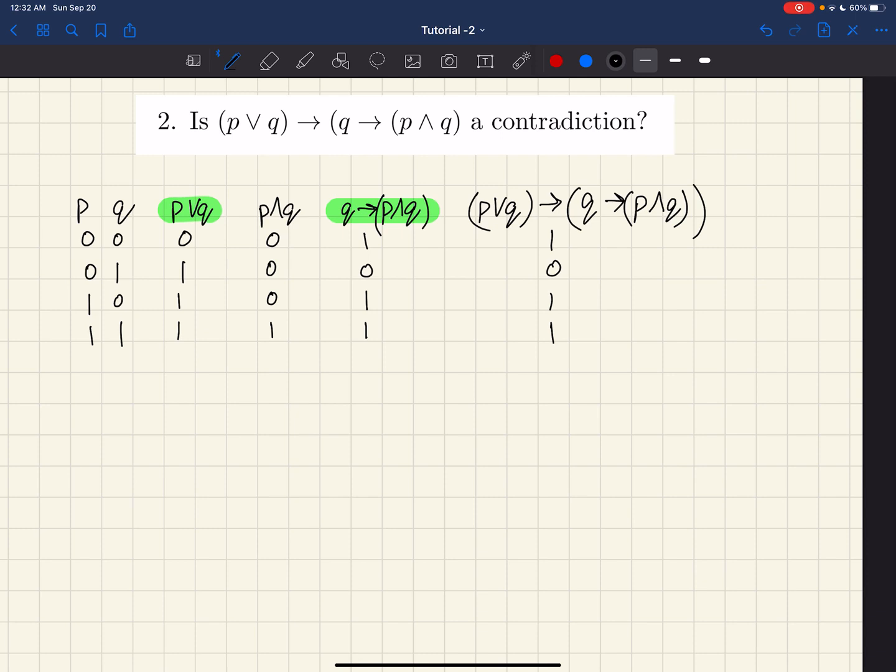Okay, so a compound statement is a contradiction if it is false regardless of all the truth values assigned to its component atomic statements. Component atomic statements are these. So since it's not false for all the values, it is a contingent. A contingent is true on some assignments of truth values and false on the others.